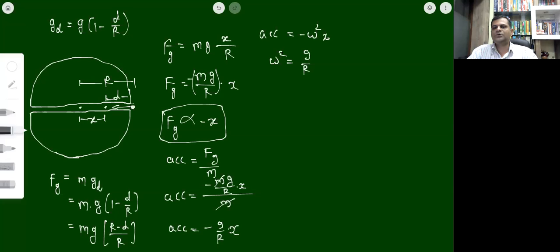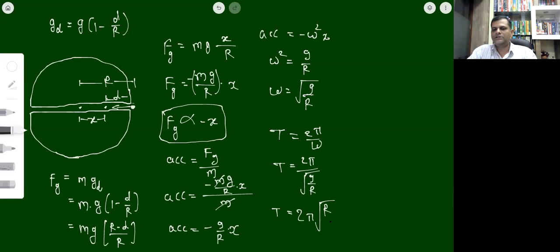And hence omega square equals g upon r, so omega becomes root of g upon r. Once we get this omega, we can easily get the period of this oscillation, that is T equal to 2 pi by omega. If we put the value of omega here, we get T equal to 2 pi upon root of g upon r. If we take the reciprocal of this denominator, we get T equal to 2 pi root r by g. So this is the formula for finding the period of oscillation of such a stone.